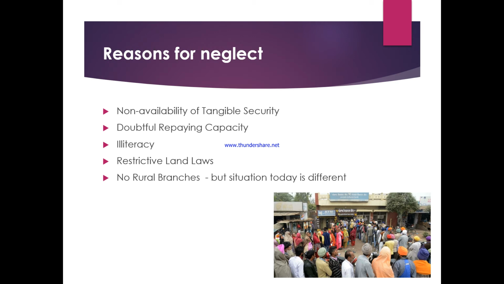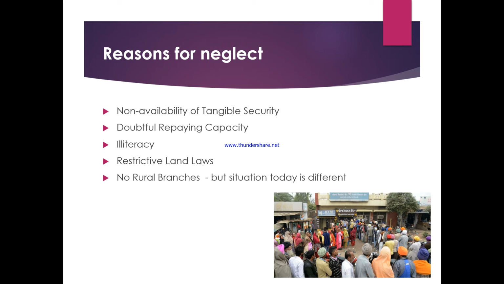The reasons for neglect were, in those days, the non-availability of tangible security. Villagers may not own big properties, so the banks were not ready to give them loans because of lack of security. Then, doubtful repaying capacity. Since the farmer's income is uncertain, the banks thought that the farmer would not be able to repay the loan given to them. So there was a doubt.